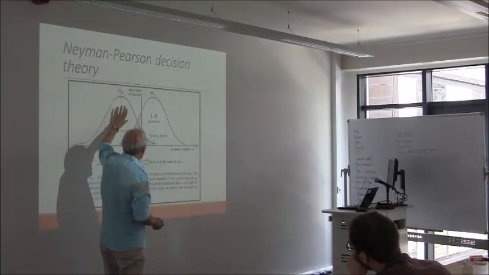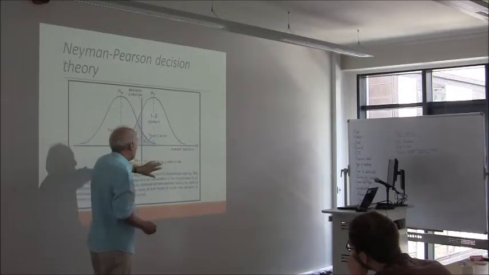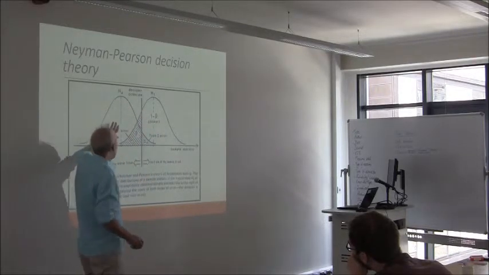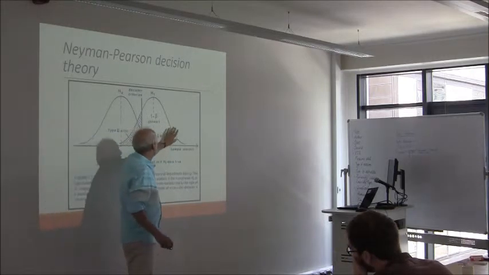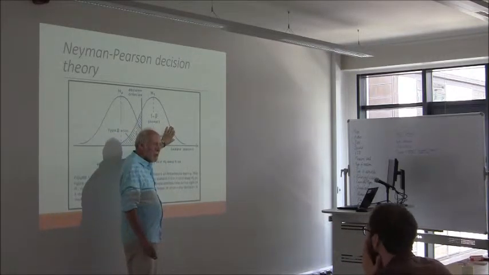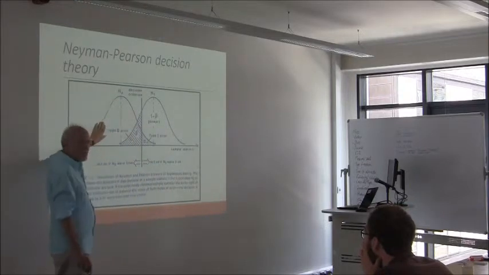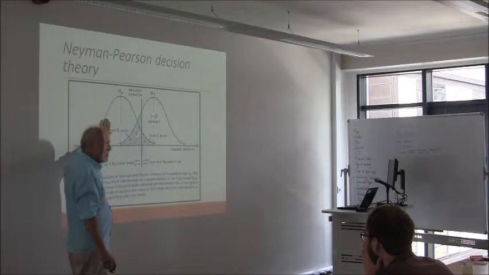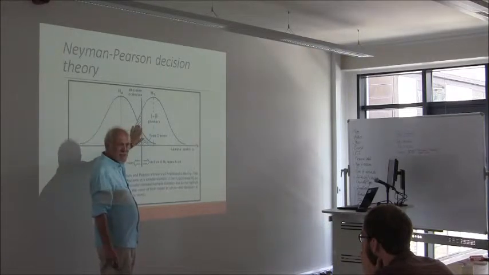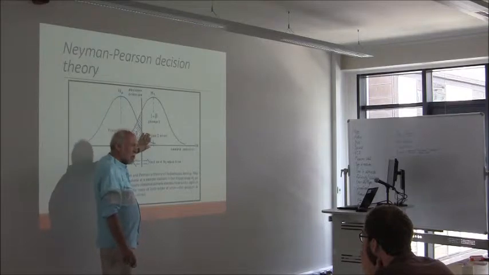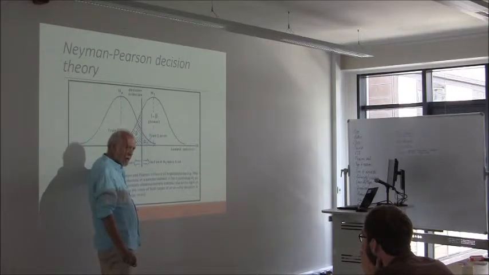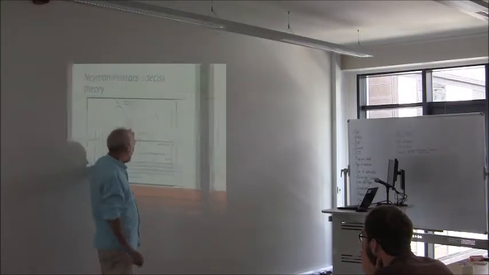And basically the idea is you could do an experiment and you have to decide which distribution it belongs to. So if it's way out here, you're pretty confident the alternative is true. If it's way down here, you're pretty confident, not perfectly confident, but very confident that the null is true. But as nature is the way it is, it ends up somewhere in the middle, and you could be right or you could be wrong. Right. So there are four outcomes.